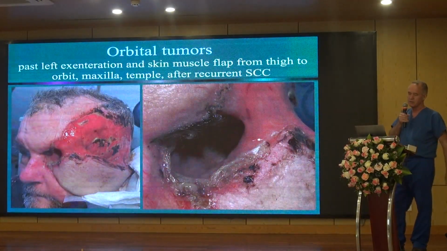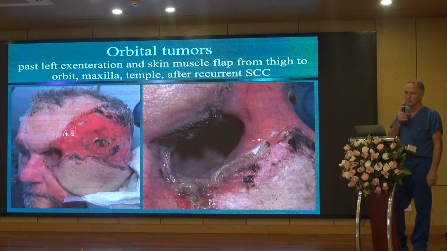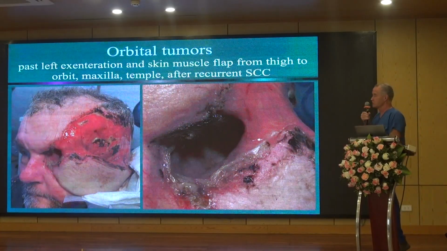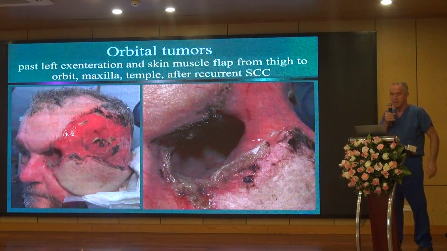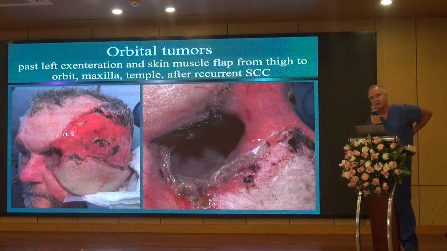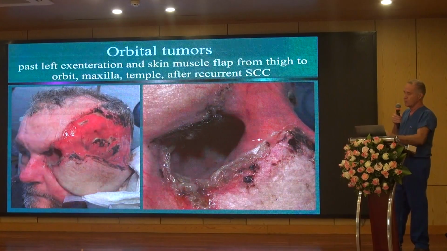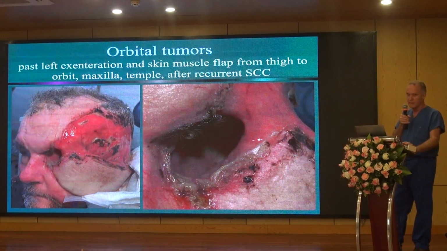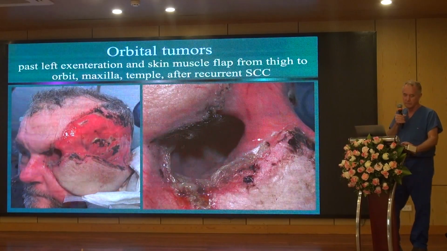This is a patient I saw at the Veterans Hospital in Fort Wayne. He had undergone previous extensive excision of a massive squamous cell carcinoma, and then he had a pedicle flap taken from his back up to his face to cover part of the defect, and he had an orbital exenteration as well. So this patient is really a terminal patient, and his life was extended a while just by doing heroic surgery.